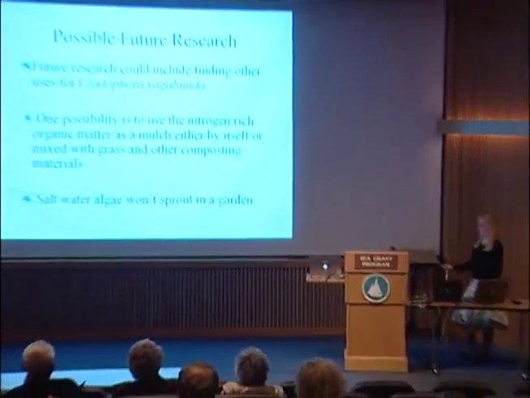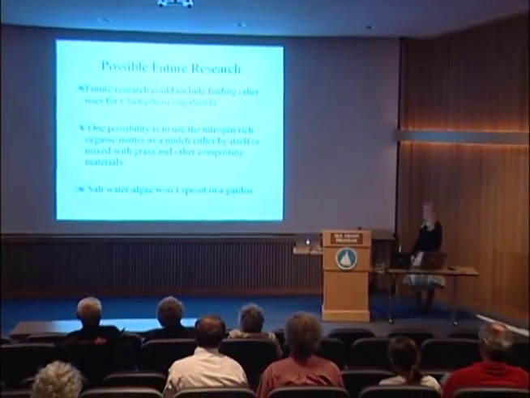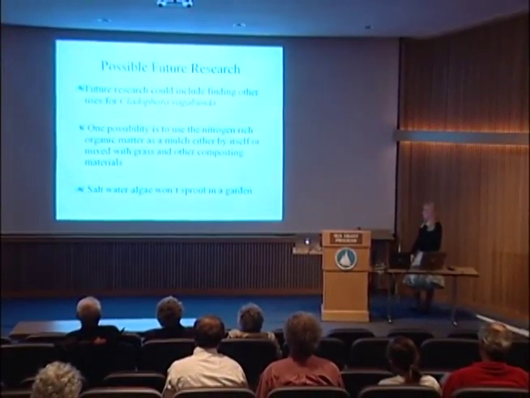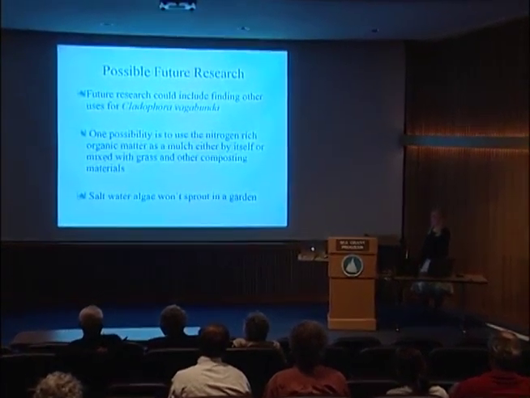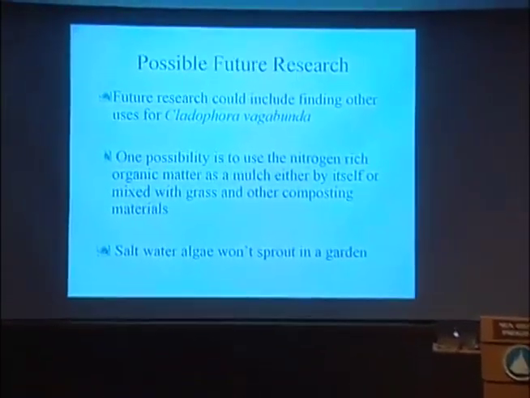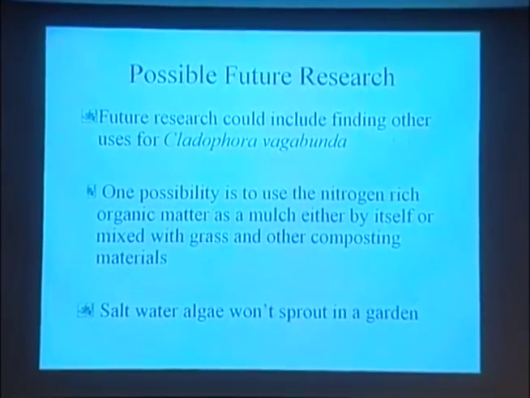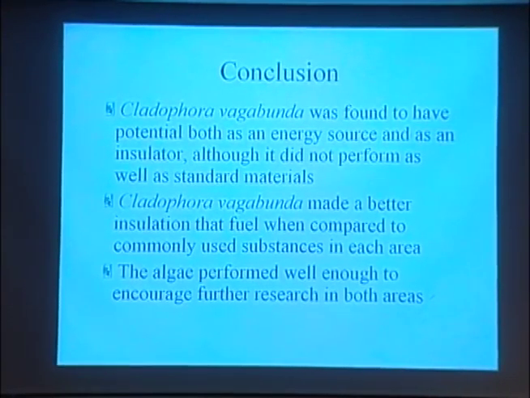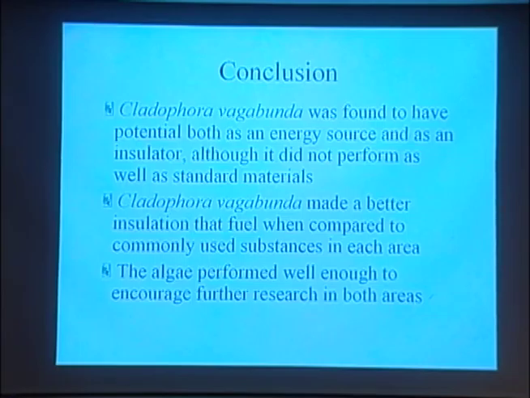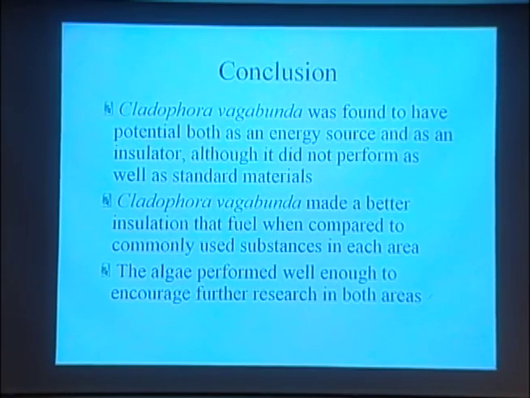Possible future research for other uses for this algae: it is used as mulch. Because it's a nitrogen-absorbing substance, you can use the nitrogen to fertilize things and mix it with compost. And because it's a saltwater plant, it won't be sprouting in your garden with fresh water as many other natural fertilizers would.